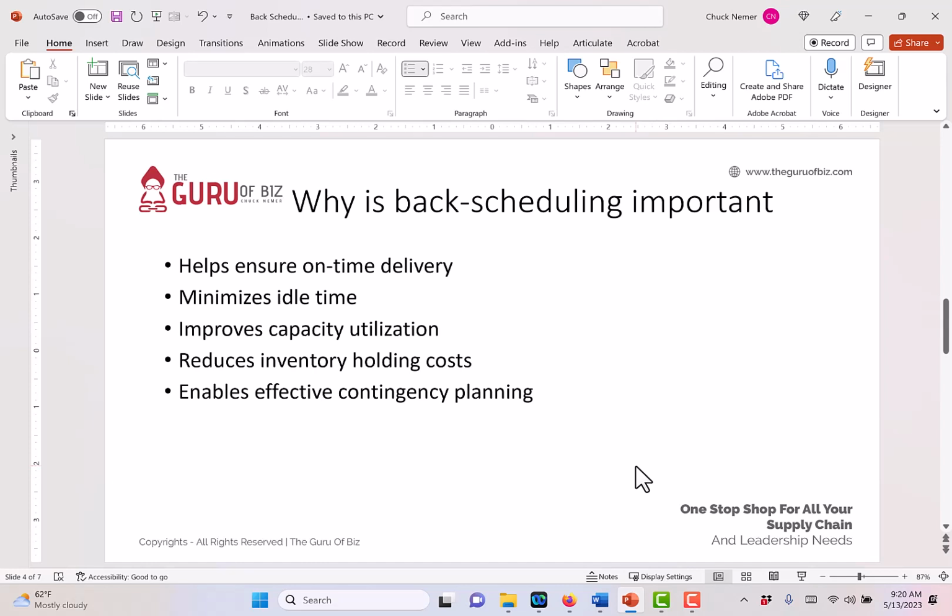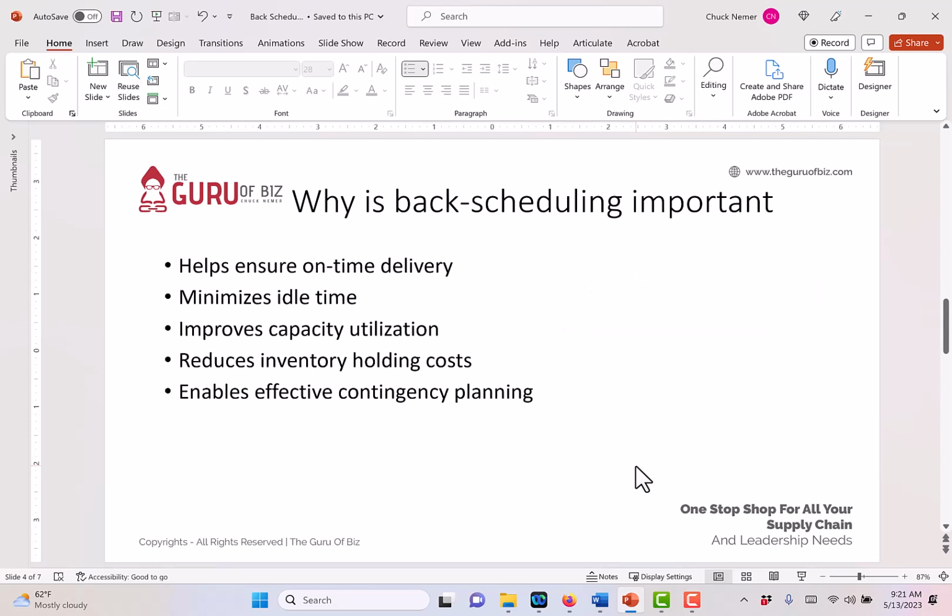From a holding cost standpoint of inventory, we know exactly what's going to be needed when, so this helps us minimize inventory holding costs. We're not holding on to inventory any longer than necessary because we're only producing the necessary amounts when needed. And if you think about the contingency or risk standpoint, backward scheduling helps us identify the critical path. The critical path is the schedule that must happen on time. So it helps us identify risks and plan contingency measures.